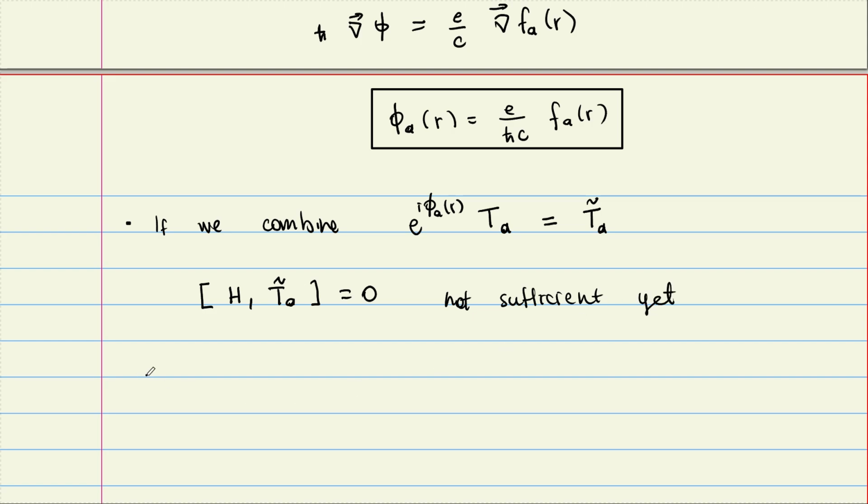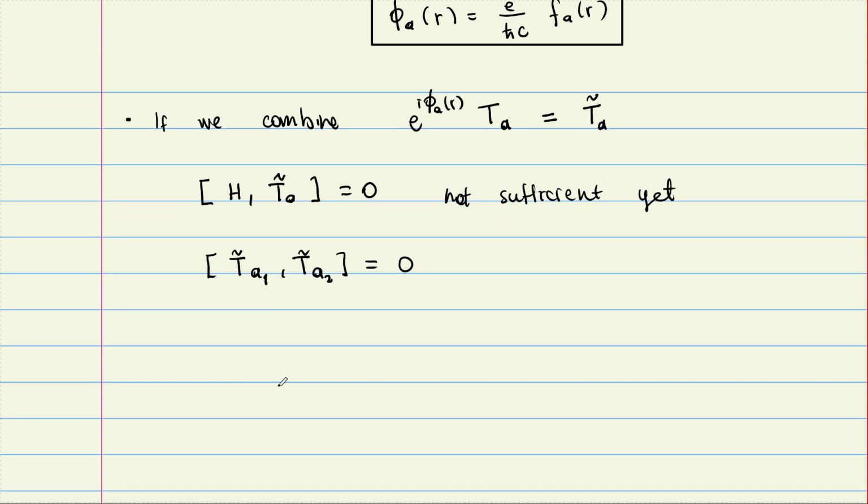So what we also need to show is that if we have two translation operators, ta1 and ta2, we also need them to commute, right? If they don't commute, that means we have two different operators that commute with the Hamiltonian, but these two operators do not commute with each other, and that's not assumed in the Bloch theorem. In the Bloch theorem, they are also commuting. So let's check if that's happening. This is needed.